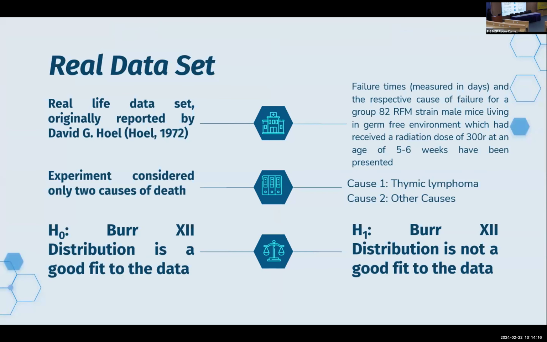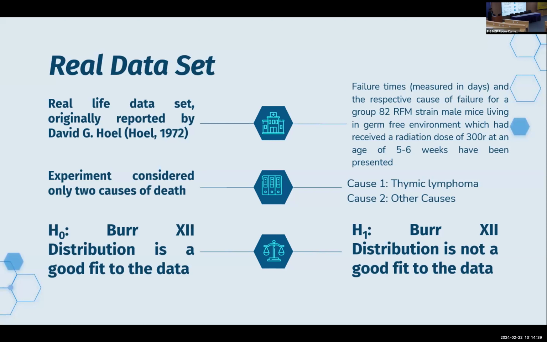Based on the promising results of the simulated data sets, we now apply our model to a real data set. This real-life data set was originally reported by David G. Hole, where failure times and the respective causes of failure for 82 male mice were recorded. In our paper, we are considering only two causes of death, the first cause being thymic lymphoma and the second being other causes.